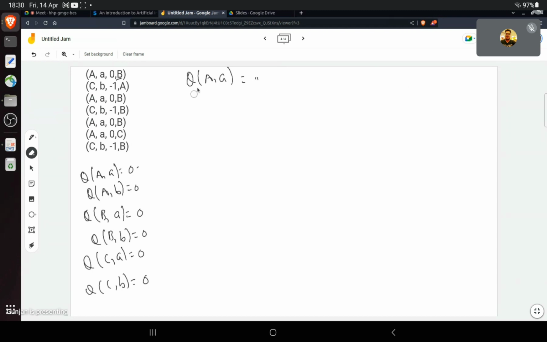Then we will start with Q of (c, b). Okay, so what is Q of (c, b)? This will be 0.5 times the old value of Q(c, b), that is 0, plus 0.5 times the reward, that is minus 1, plus max of Q values of a. So max of Q values of a is again 0, so this will be 0, right? And this turns out to be minus 0.5. So Q(c, b) is now updated to minus 0.5, right?